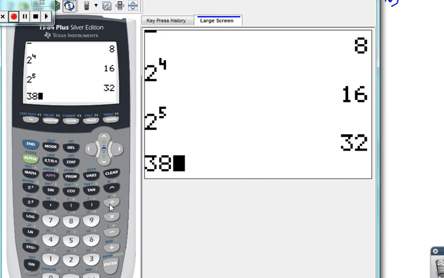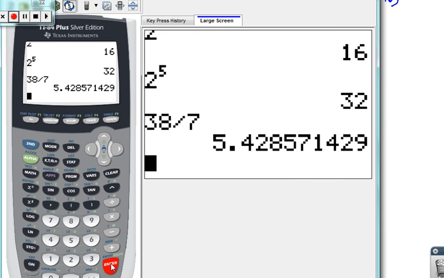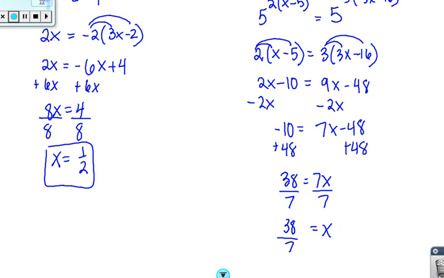And that does not go in evenly, right? So x is about 5.4. Or 38 over 7. Okay? Just remember, make the like bases before you set the exponents equal to each other.